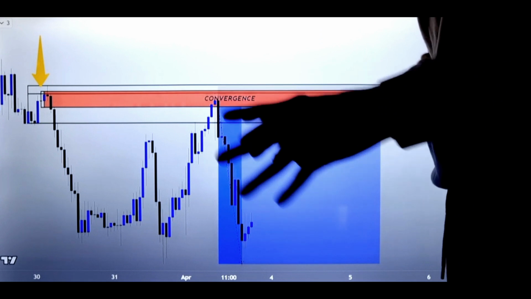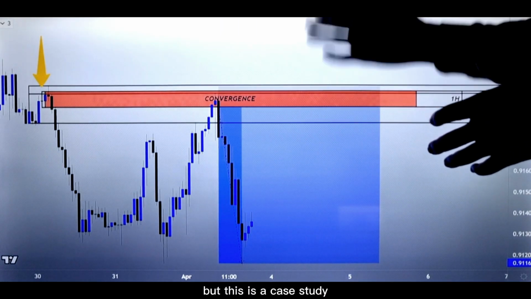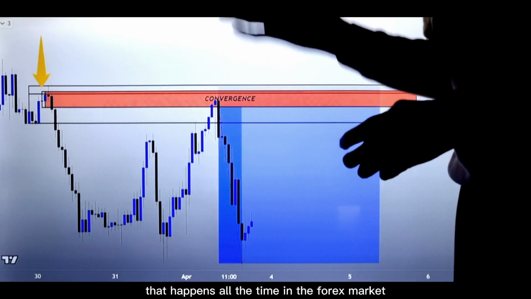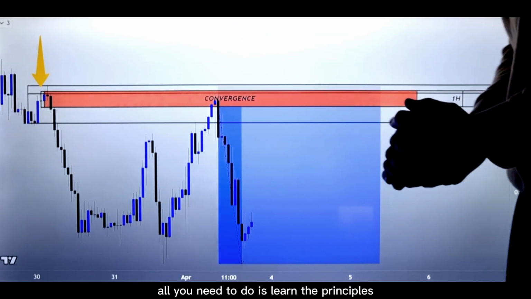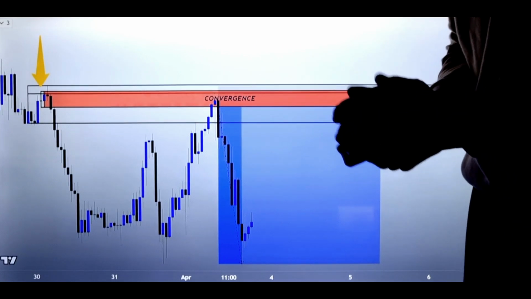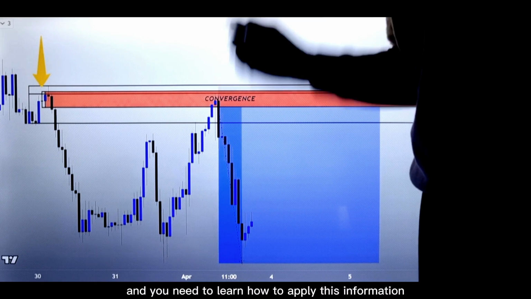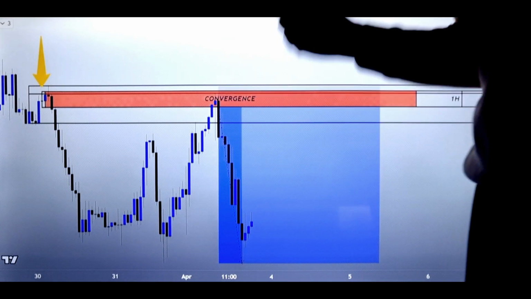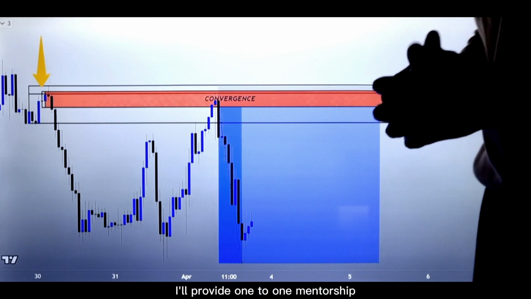Now obviously I already knew what was going to happen in advance, but this is a case study that happens all the time in the forex market. All you need to do is learn the principles, learn the methodology, and you need to learn how to apply this information. If you want to learn how to do this, I provide one-to-one mentorship.